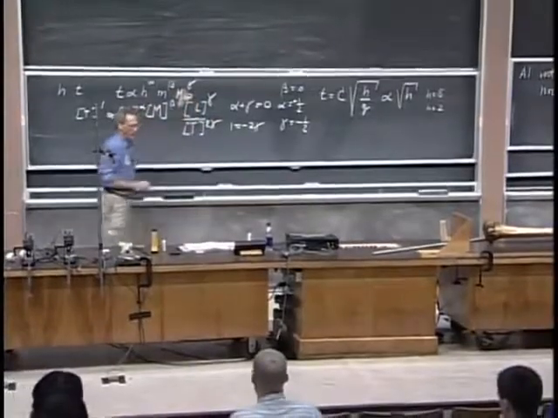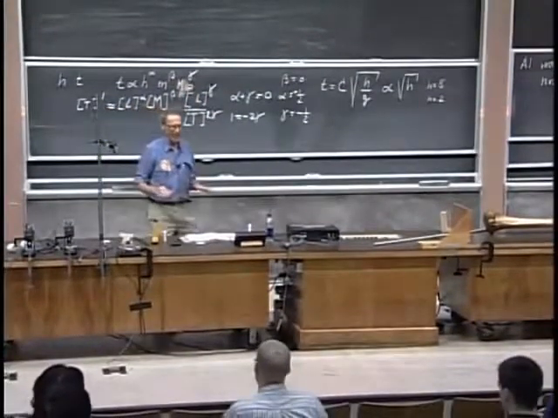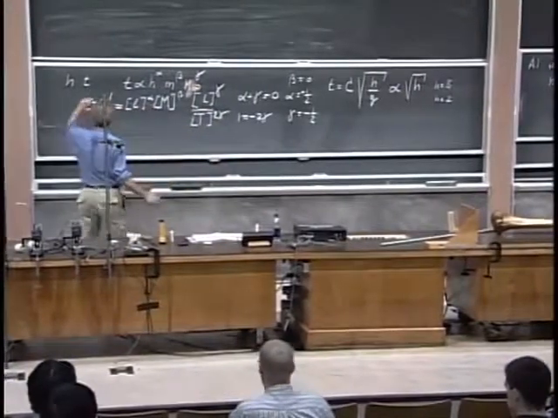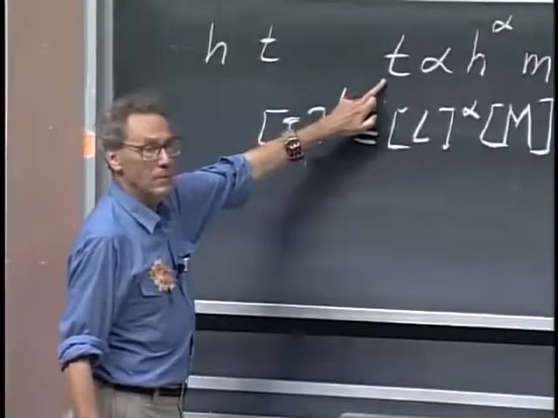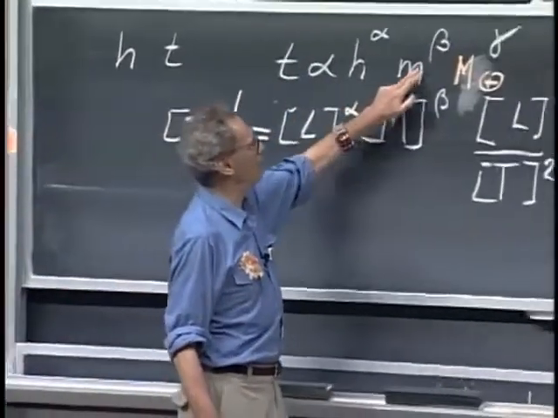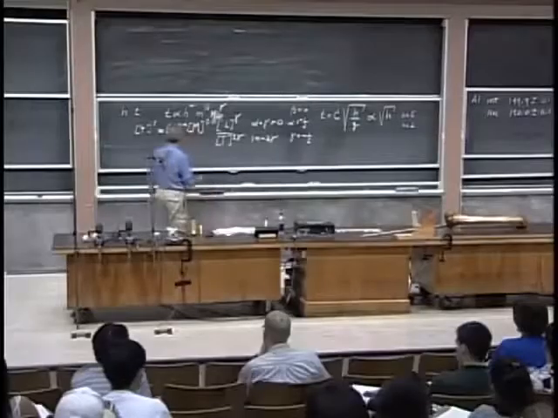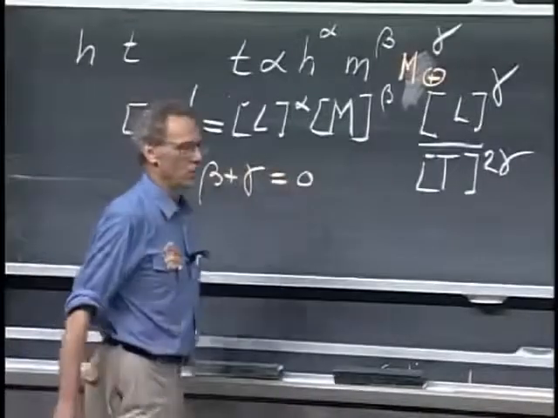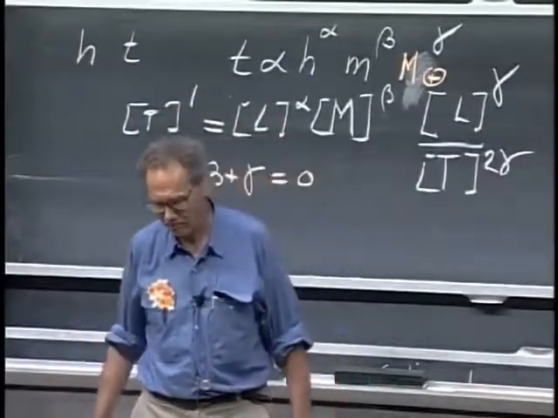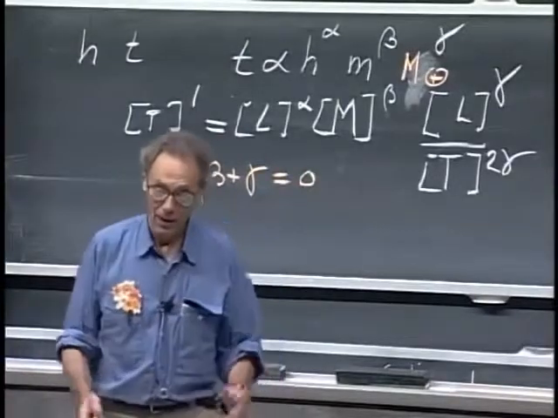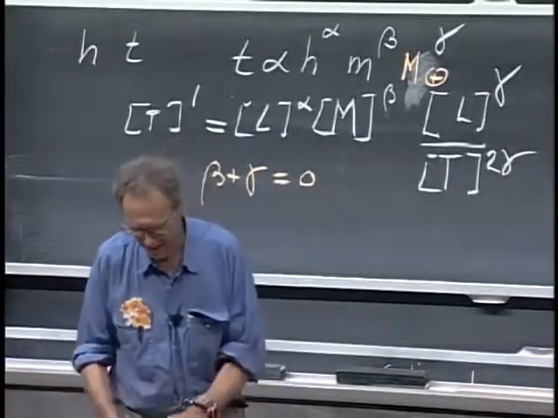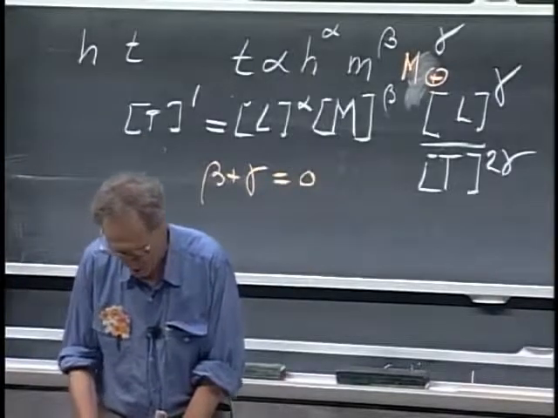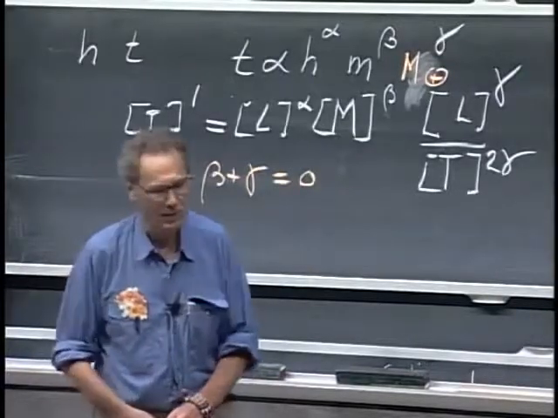And I start my dimensional analysis, and I end up dead in the water. Because you see, there is no mass here. There is a mass to the power beta here and one to the power gamma. So what you would have found is beta plus gamma equals 0, and that would be end of story. Now you can ask yourself the question, well, is there something wrong with the analysis that we did? Is ours perhaps better than this one?